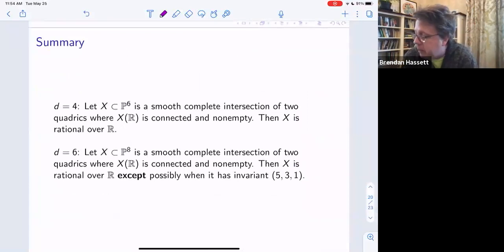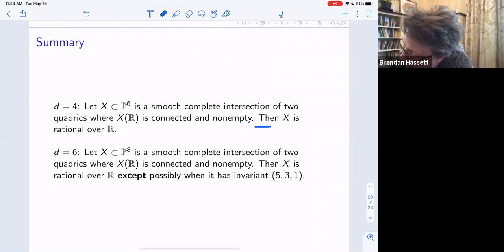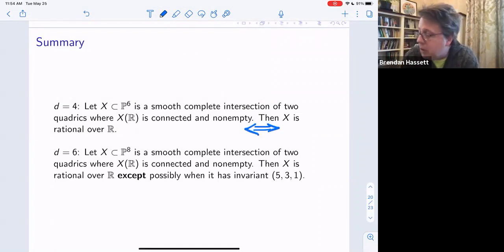So here's the summary. In dimension 4, a smooth complete intersection of 2 quadrics is rational provided the set of real points is connected and non-empty, if and only if. So I probably should have emphasized here, this is in fact an if and only if. If the real points are connected and non-empty, then it's rational over R.